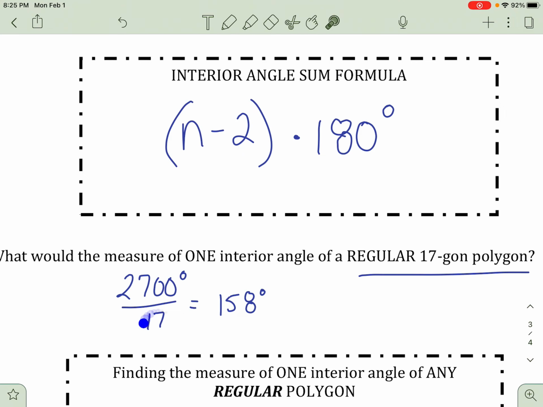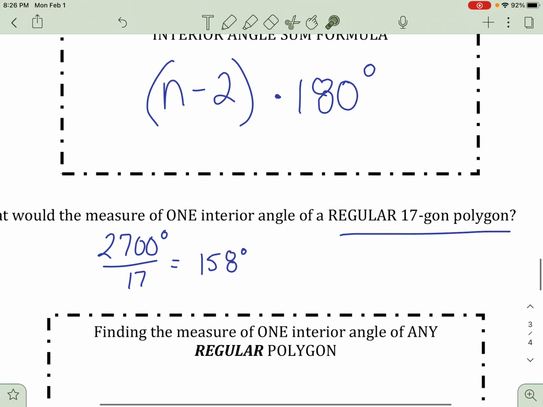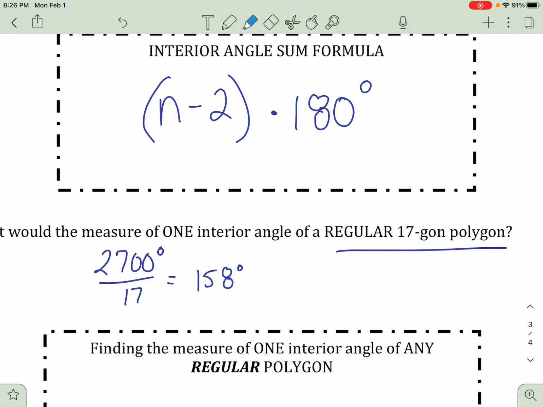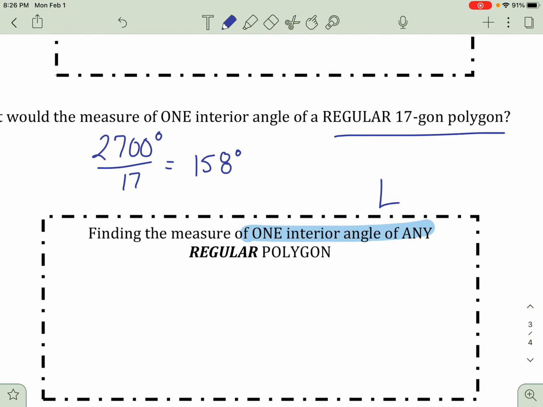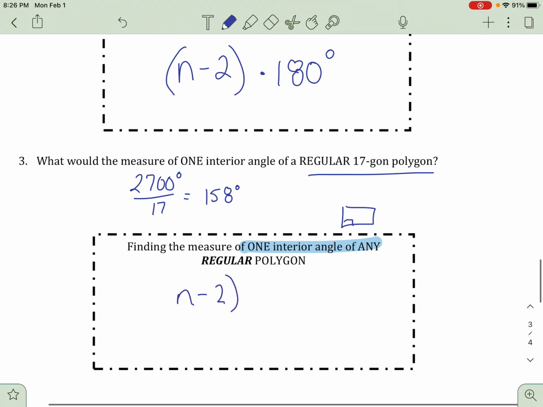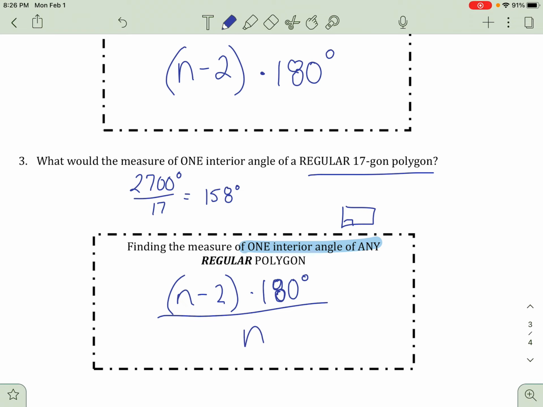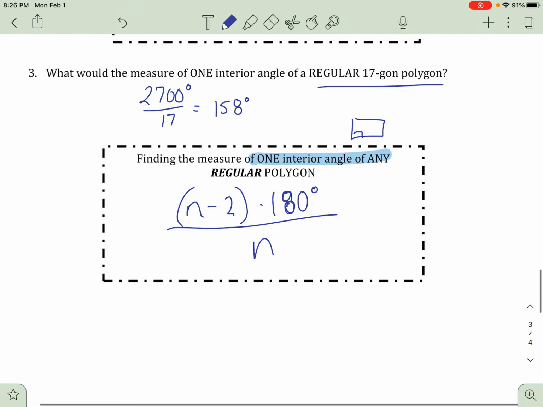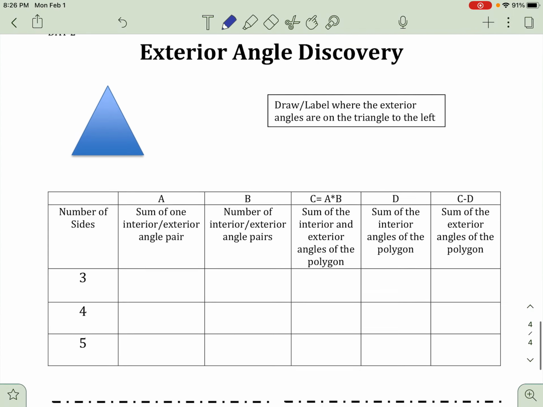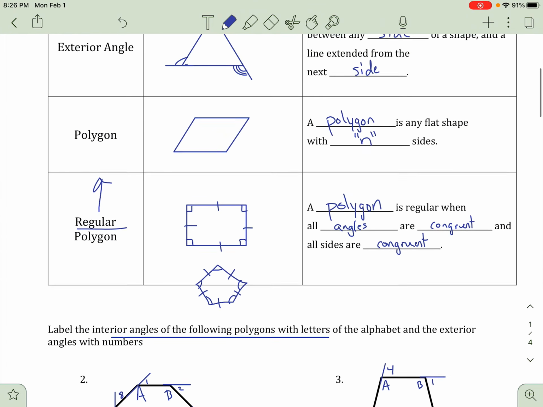So let's think about that. We found the total degrees, and then we divided it by the number of sides. So it's basically to figure out each individual angle, just one. If it's a rectangle, we just want one interior angle. You take exactly what we just did: take the number of sides, subtract 2, multiply it by 180, and then to find that one angle, you divide by the number of sides. That is how you derive the formula for one interior and exterior angle.